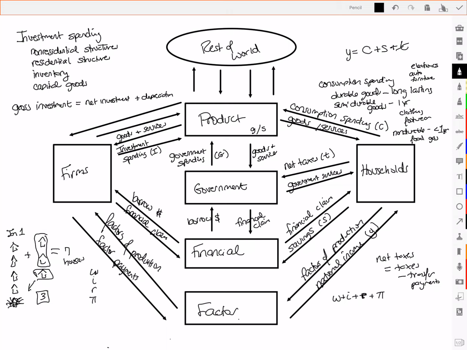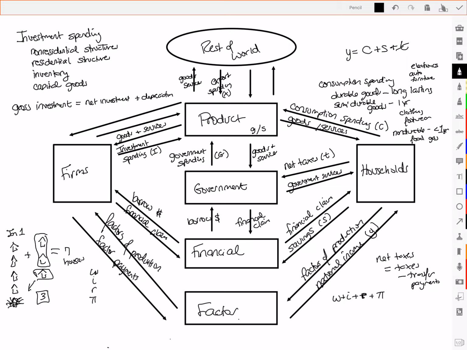Now, we have to consider the rest of the world. So we talked before about exports and imports. Exports, the goods are going out, and the money is coming in. We call that money coming in export spending. So money is coming in because the rest of the world is buying from us in the product market.